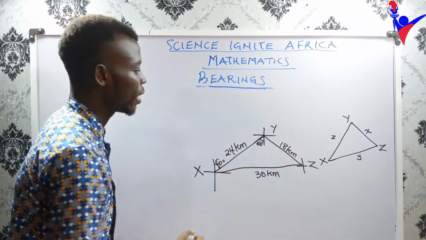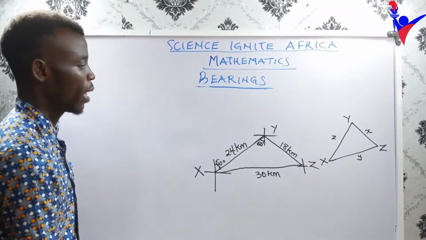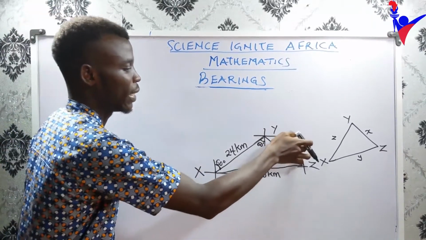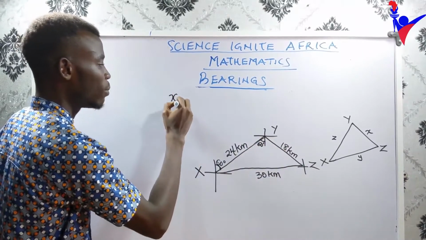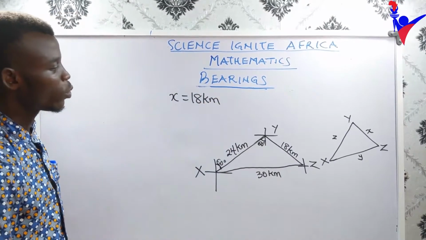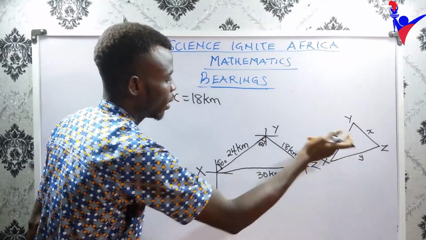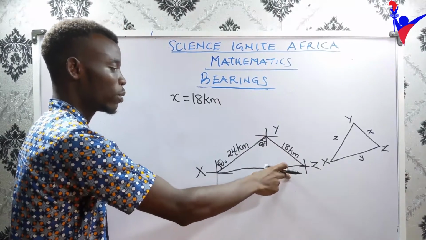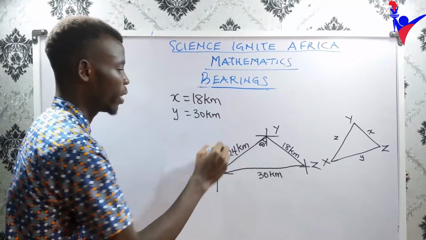So looking at this triangle, let's take it back here. This is our x. The side facing X is what? It is 18 kilometers. So our small x equals 18 kilometers. Going over to y, this is capital Y, this is small letter y. Automatically, the side facing capital letter Y equals small letter y. Then we have our y as 30 kilometers.